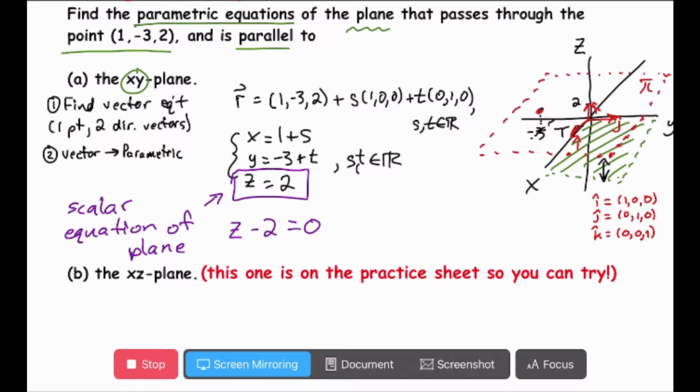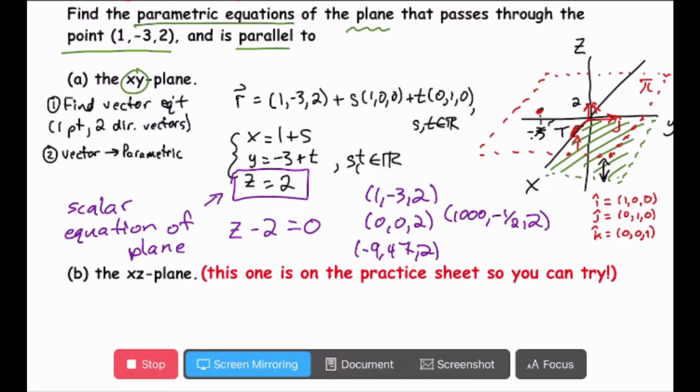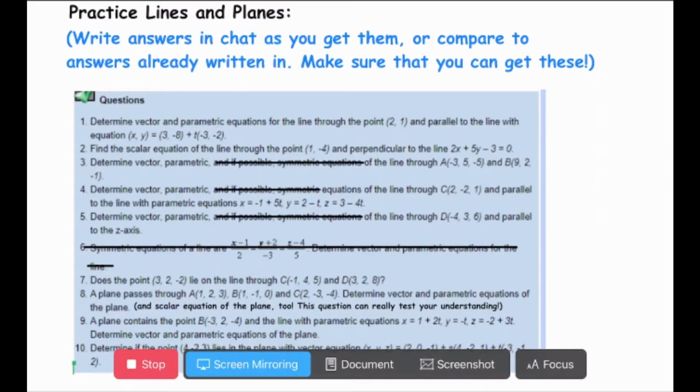And so just as an example, we can reach points like (1, -3, 2), or (0, 0, 2), or (-9, 47, 2), or (1000, -0.5, 2). Any possible real value we want for x and y is fine. For our second question, we can repeat this with the xz plane. This one is on the practice sheet, so I will leave that for you to try on your own.